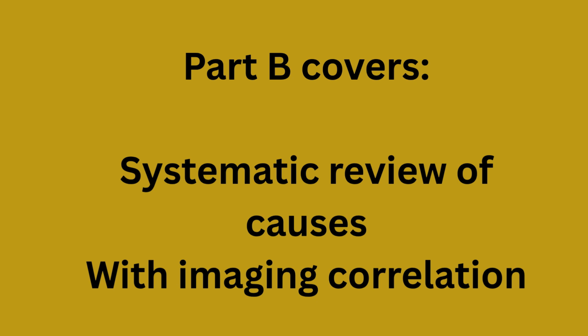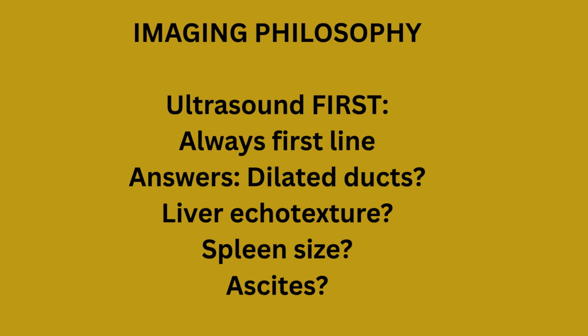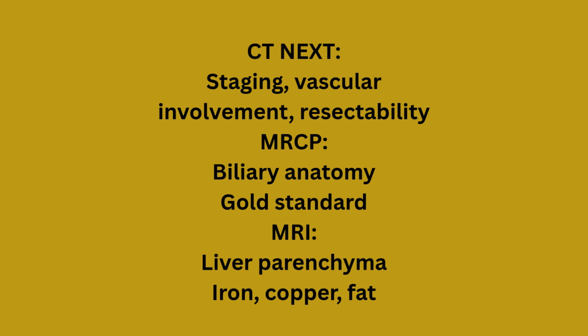The philosophy remains the same: imaging confirms and localizes; history and labs tell us why; imaging tells us where and what. Ultrasound is always the first line. It answers the fundamental question: are the ducts dilated or not? That single answer immediately separates post-hepatic from pre-hepatic and hepatic. Then CT, MRCP, and MRI add the detail needed for definitive diagnosis and surgical planning.